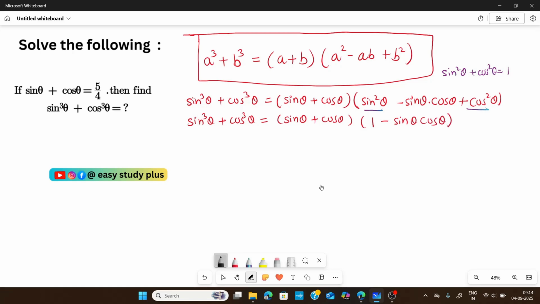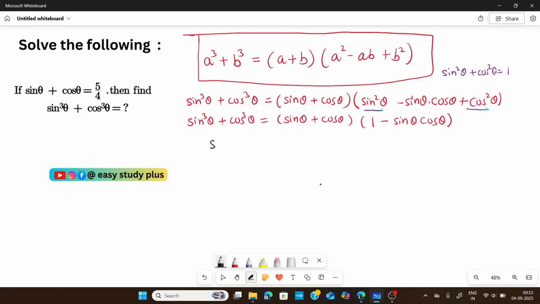Okay, now focus here. The value of sine theta plus cos theta is already given, but we don't know the product of sine theta and cos theta, and we have to find it. Let's see how we can find it. Here it is given sine theta plus cos theta. If we square both sides, you will get sine square theta plus cos square theta plus 2 sine theta cos theta. Sine square plus cos square will be replaced by 1, and we are only left with sine theta cos theta.